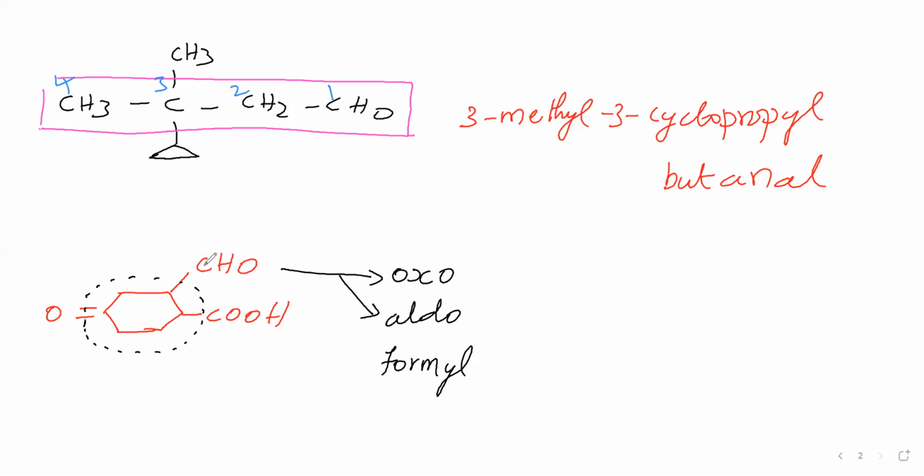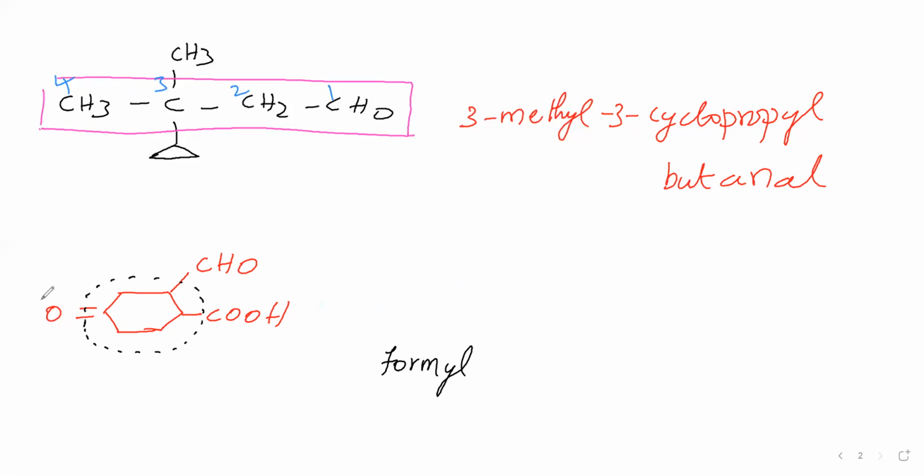In this case, this aldehydic carbon is not included in the parent. Therefore, this name we must say as formyl. So, this aldehyde name we say as a prefix, formyl, because this carbon is not included in the parent. Therefore, this CHO we say as formyl.